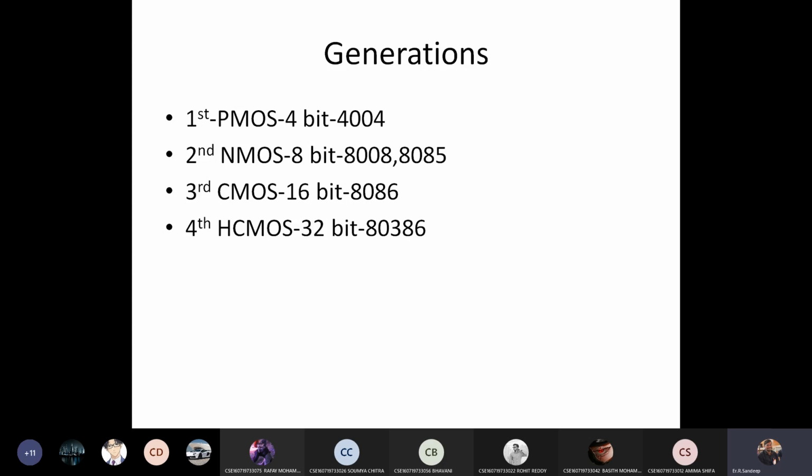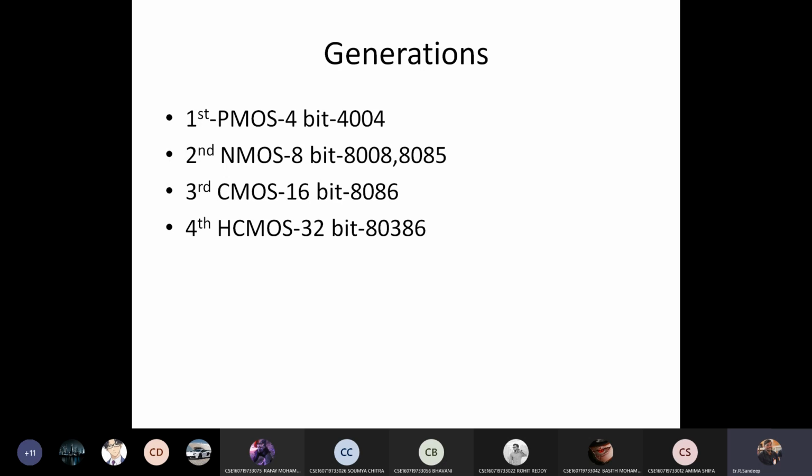The one which we are studying, it is in which generation? Tell me, the one which I am explaining, which generation is it? 8085 is in the second and 8086 is in the third generation. Yes, 8086 is in the third generation. We are using CMOS technology, and it is a 16-bit machine.